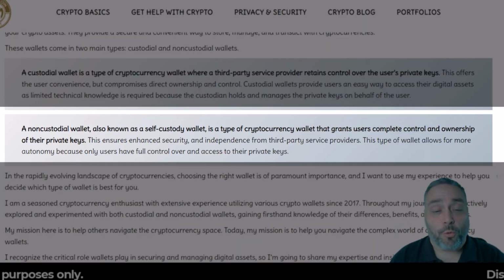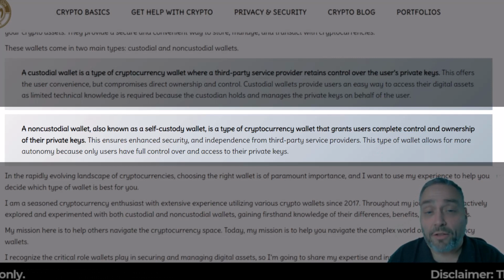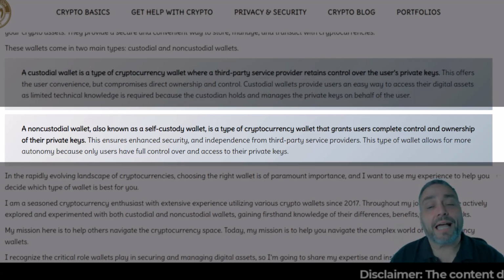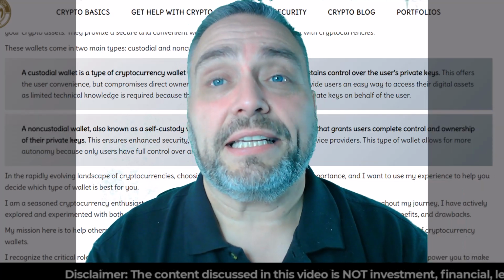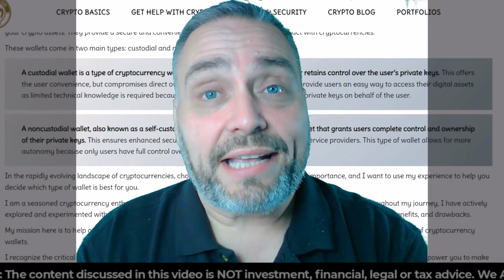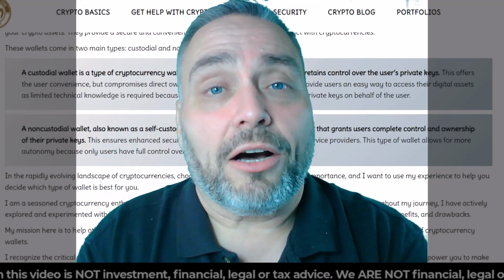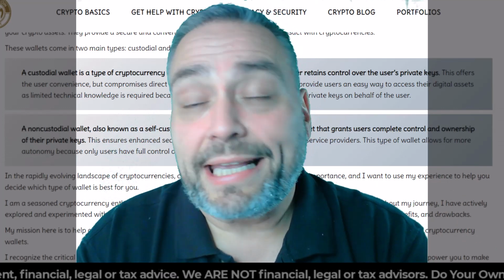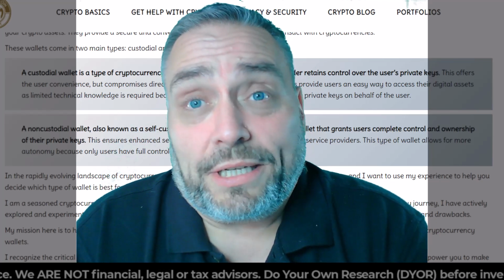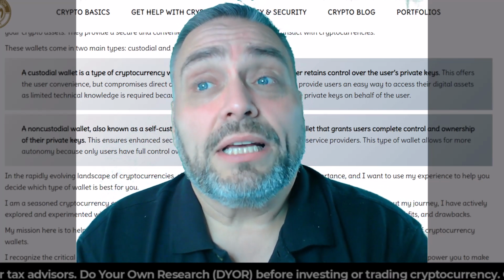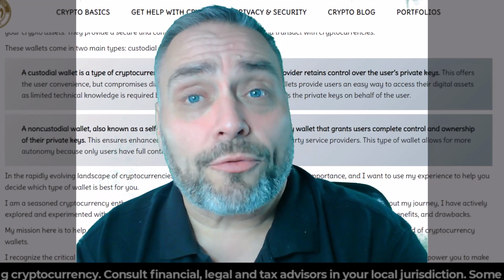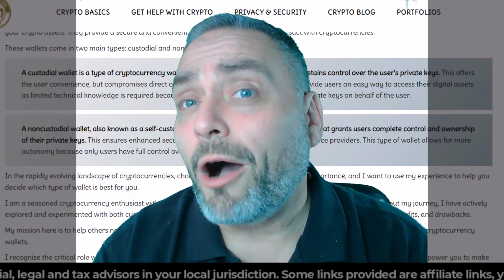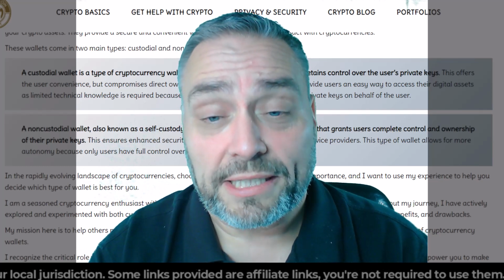A non-custodial wallet, also known as a self-custody wallet, is a type of cryptocurrency wallet that grants users control and ownership of their private keys. This is what I advocate in 99% of the cases when it comes to cryptocurrency. Because again, if you don't own those keys, you don't own the coins. So you need to be able to have ownership of that and keep your autonomy and your freedom with regard to how you can control your cryptocurrency.